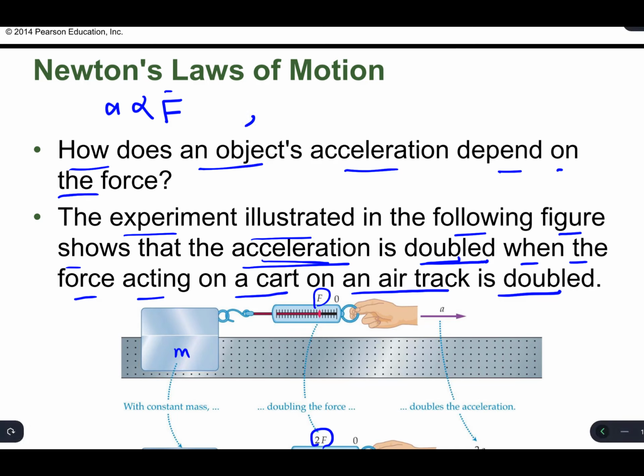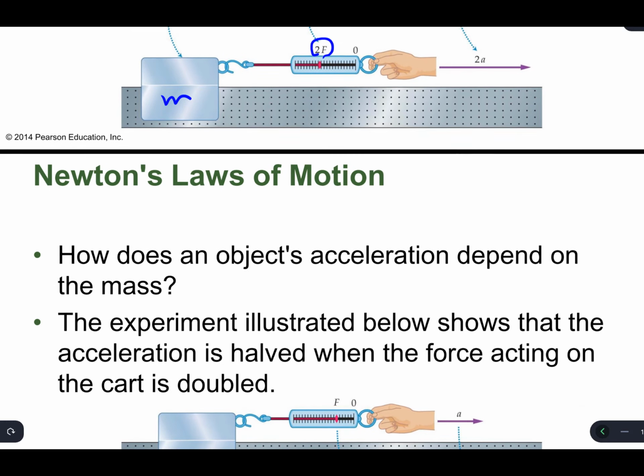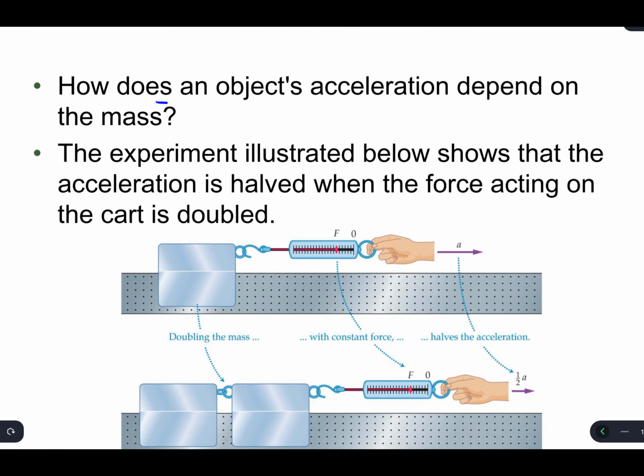And also, what happens when the mass is doubled? The acceleration becomes half. So a is inversely proportional to m. When you double the mass, the acceleration becomes less, half. As you see here, how does an object's acceleration depend on the mass?